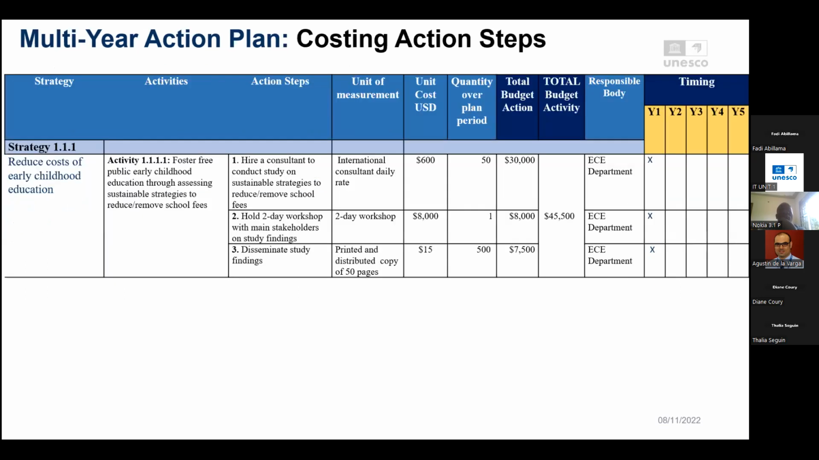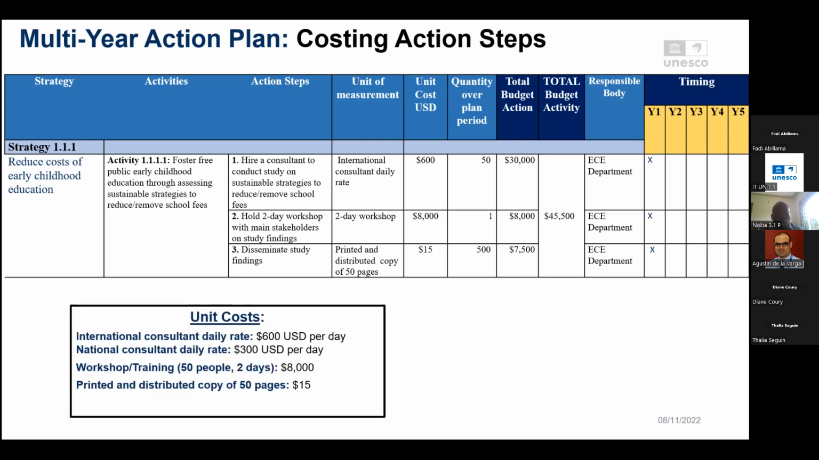So the next phase is really the one that will be the trickiest, perhaps, for you. It's to cost those activities. So let's go back to our activity 1, and we have to look at action by action. To do that, let's say we want to hire a consultant. Remember, we want to hire a consultant to do the study.